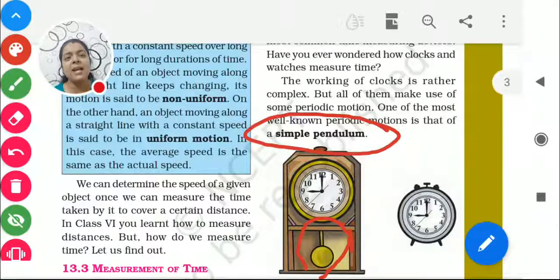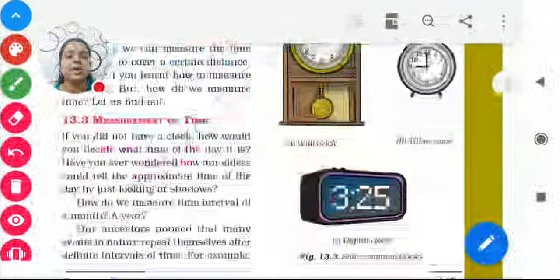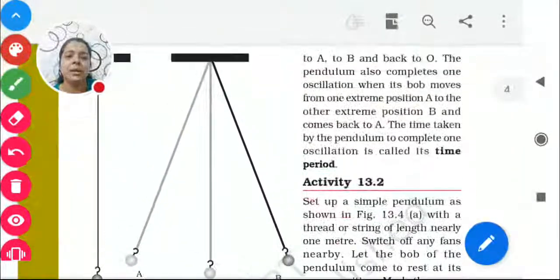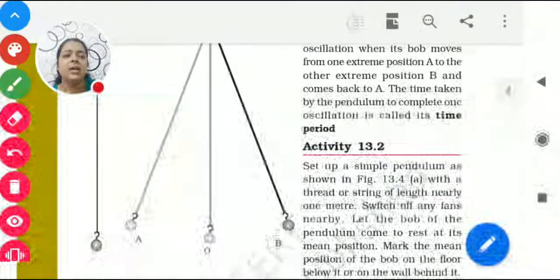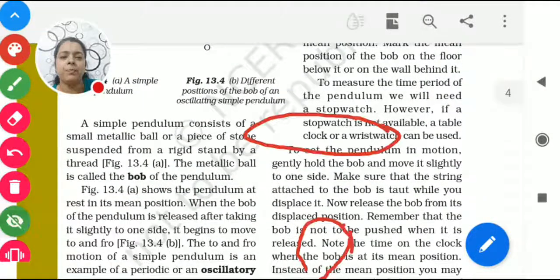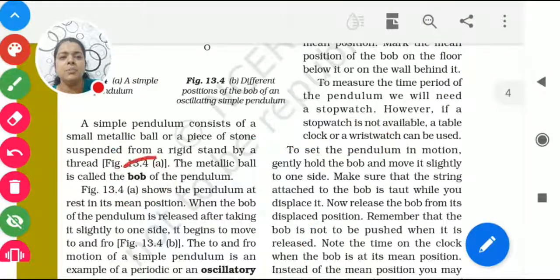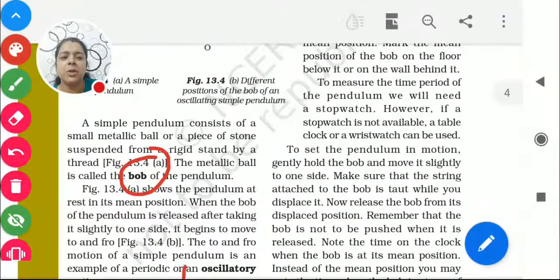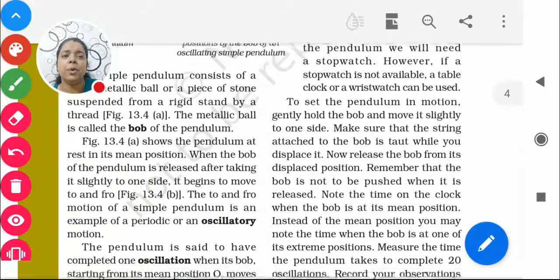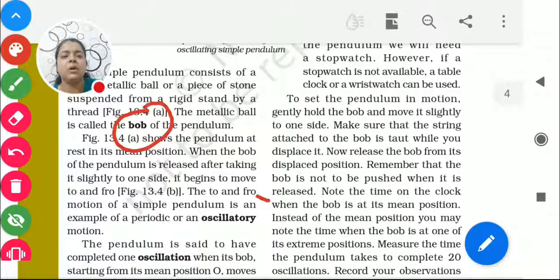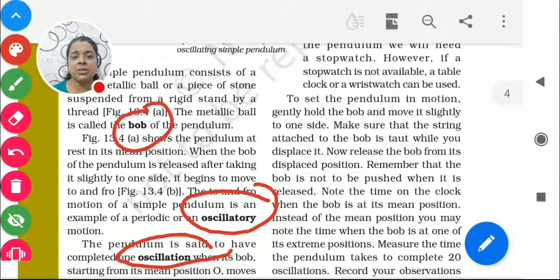So how can we identify what is what? Okay, so we are coming to this part now. Here there is an example and I'll let you know a few terms used here. The terms are bob, oscillatory motion, and oscillation. Now we'll go through all these three things.